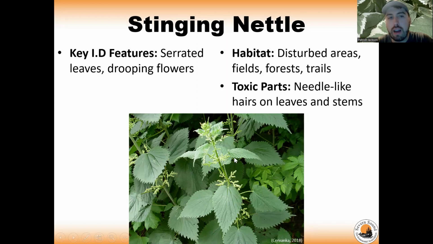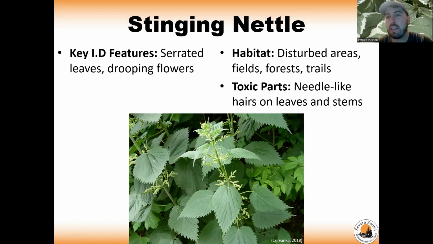They also have these flowers that droop off the stem, and the stems have little pointy needle-like hairs, and that's typically the part that injects the poison. And so that's the part you want to avoid. Typically, if you brush stinging nettle, unlike poison ivy, where you probably won't know for several hours, stinging nettle you will probably know within 5 minutes. It's pretty quick. It hurts quite a bit, and then it goes away quite quickly.